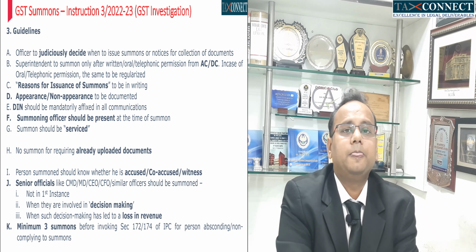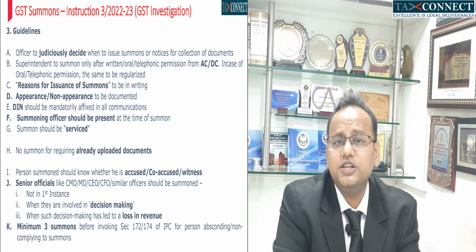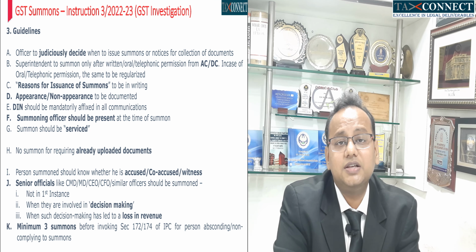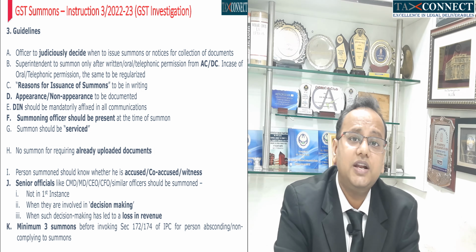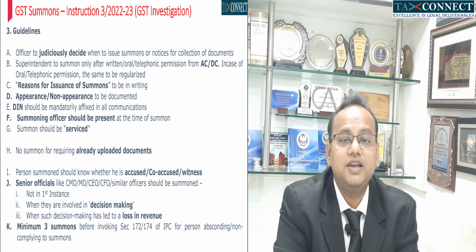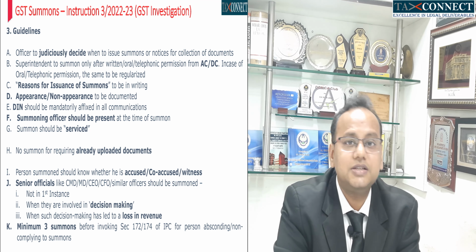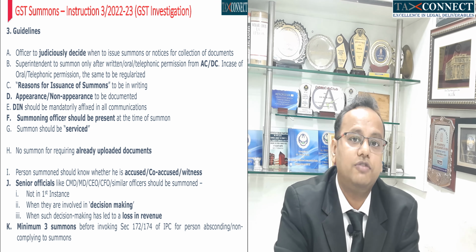So first is that summons are issued generally by the superintendents. However, henceforth the superintendents have to take a written permission from the AC or DC for issuing the summons. Superintendents, AC and DC are required to judiciously decide now whether a mere notice under GST for calling for information or documents would be sufficient or a summons is necessary. These reasons have to also be documented for future purpose.